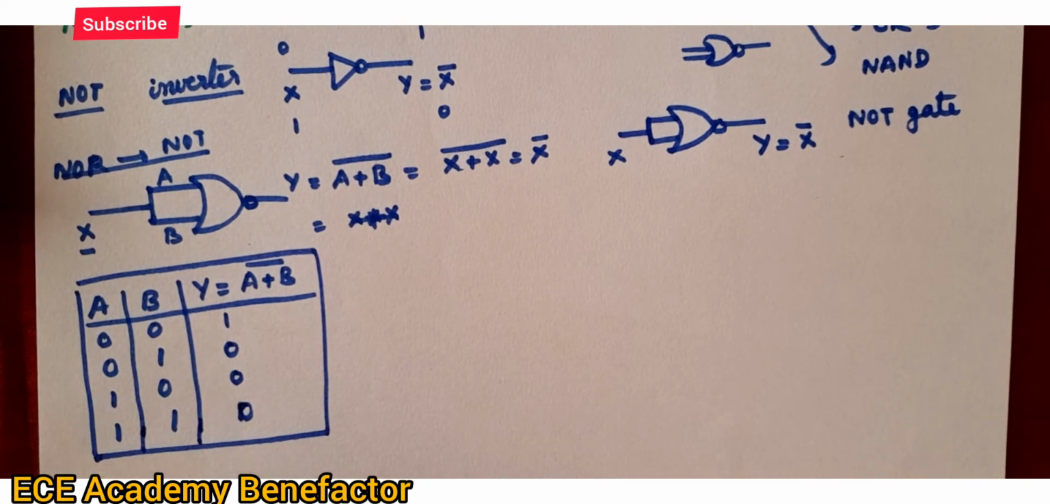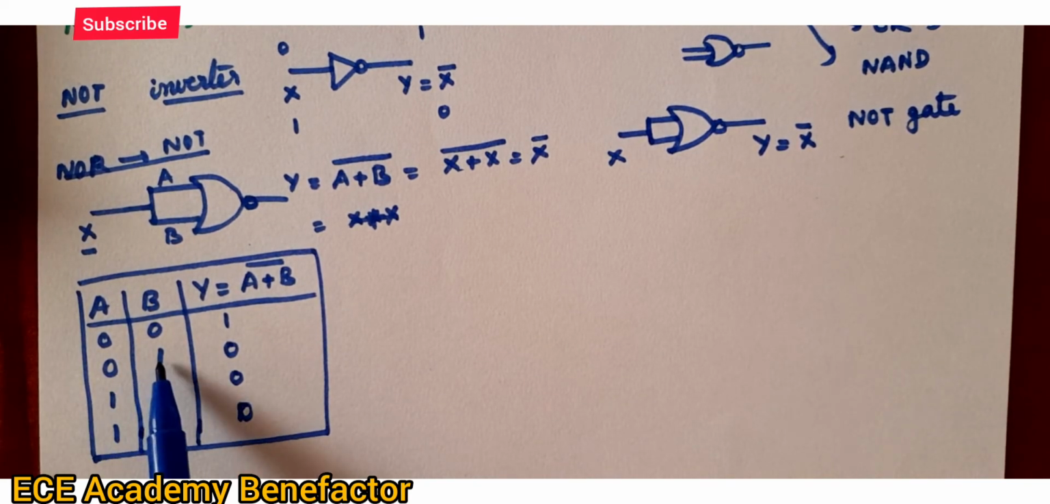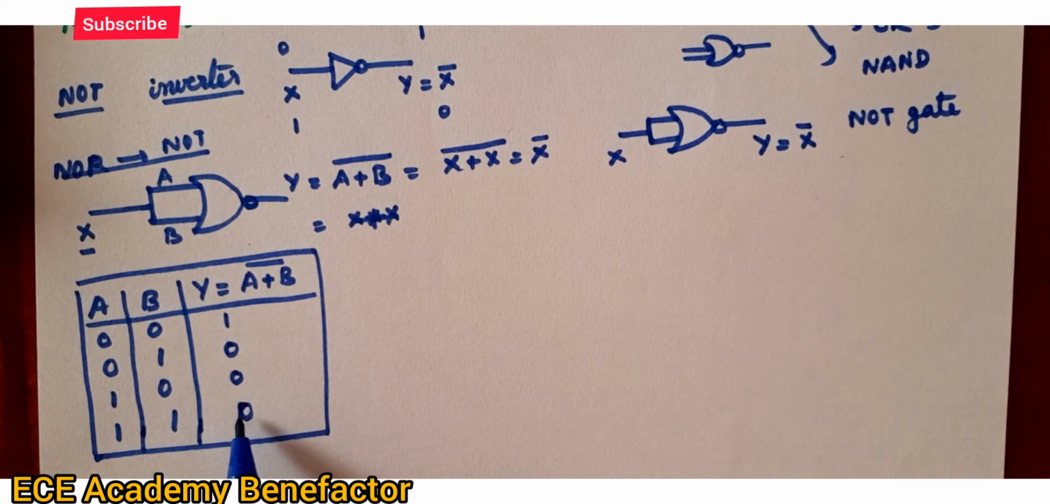It is a complement of OR gate. 0 plus 1 is 1, its complement is 0. 1 plus 0 output in OR gate is 1, its complement is 0. 1 plus 1 in OR gate is 1, its complement is 0. This is a NOR gate truth table.